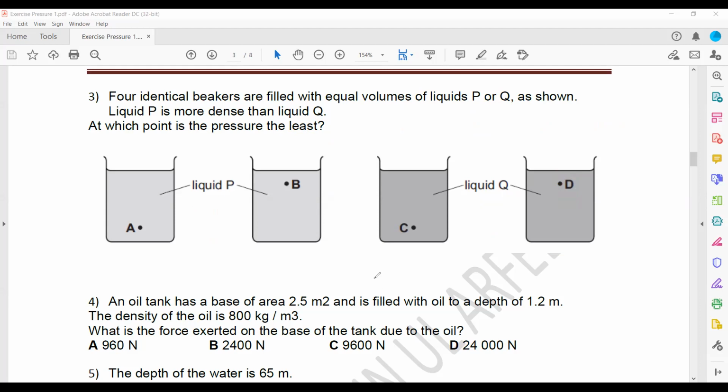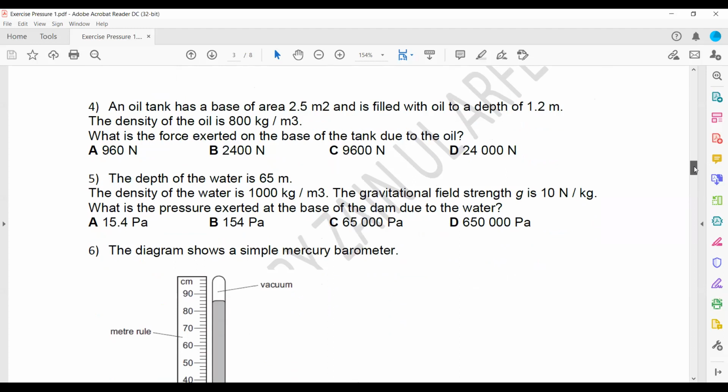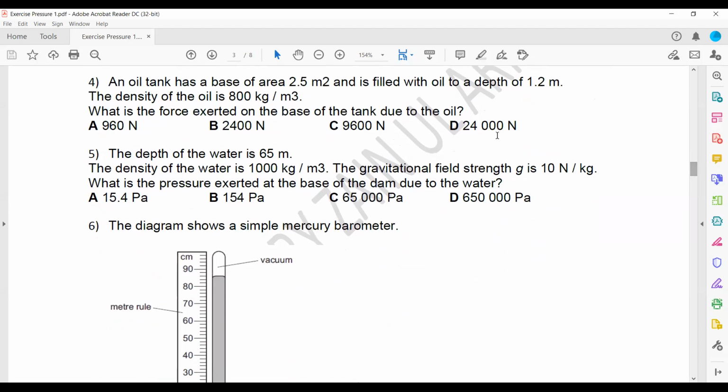Another question related to the pressure. So in question 4, there is an oil tank that has a base of 2.5 meters square.